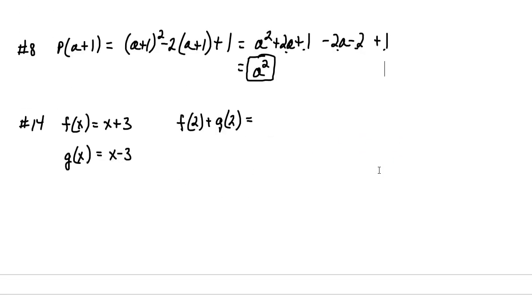Number 14, we have a function rule for f and another one for g. We're asked to evaluate f of 2 plus g of 2. So to find f of 2, put a 2 in for f. To find g of 2, put a 2 in for g. Let's see what we get. 2 plus 3 makes 5. That makes 5. 2 minus 3 makes -1. That one makes -1. Add them together and you get 4.